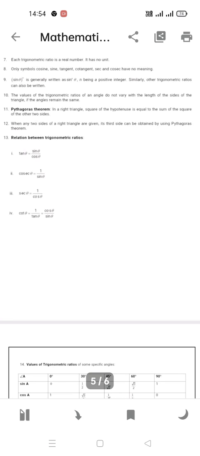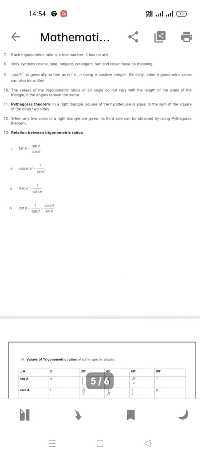Next point: when any two sides of a right triangle are given, its third side can be obtained by using Pythagoras theorem. Means if any two sides of a right angle triangle are given, then we can find the third side by using Pythagoras theorem.